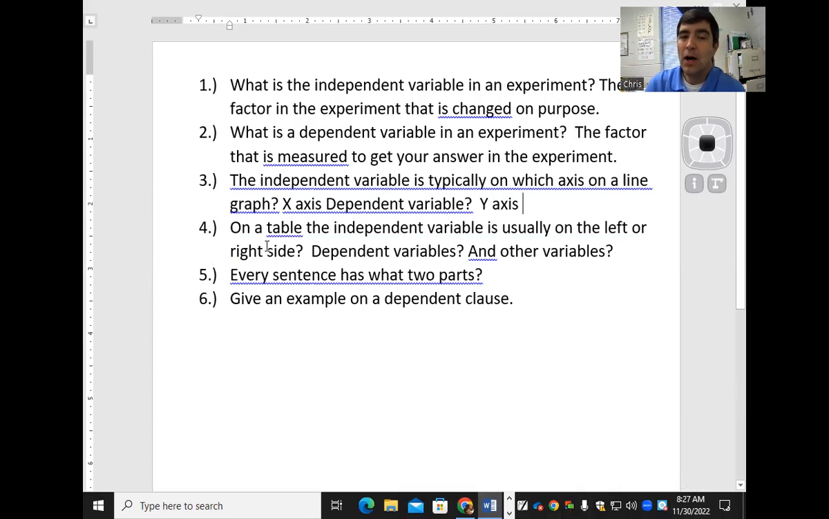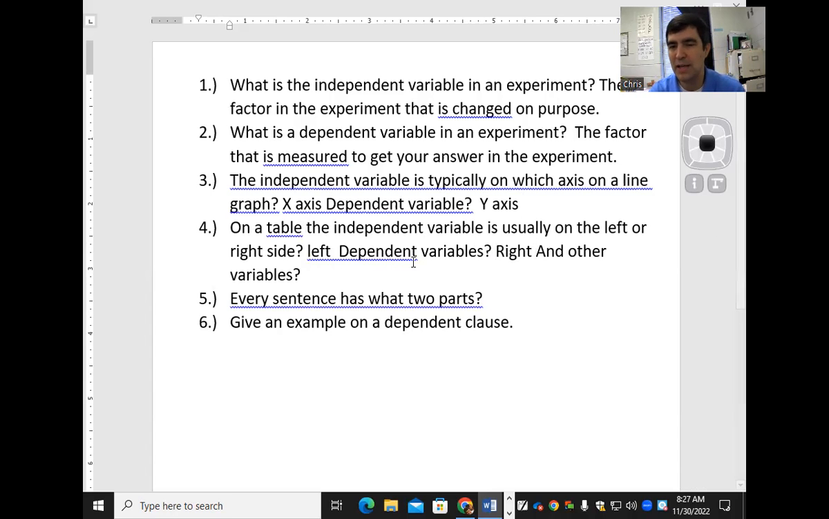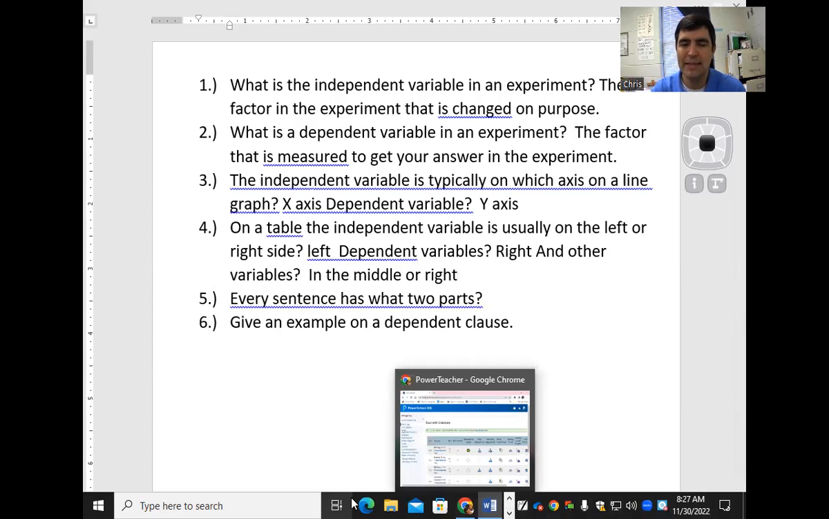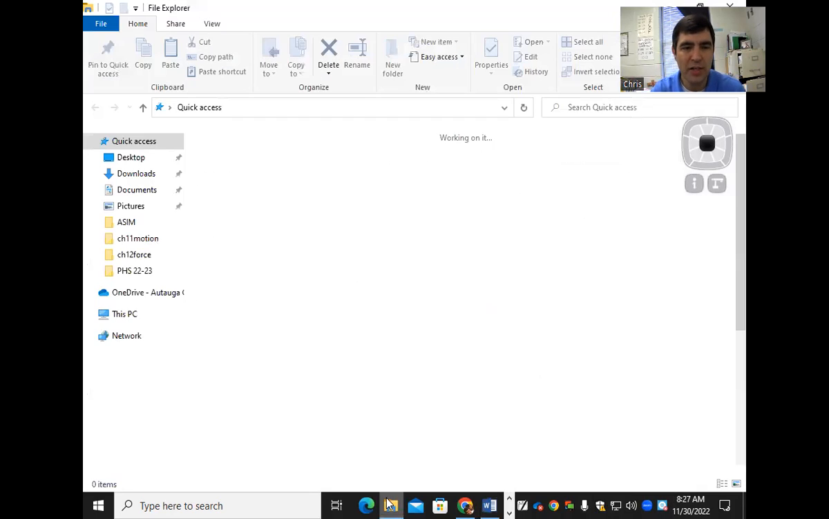All right. On a table, the independent variable is usually on the left or the right side? What you're changing on purpose, is that usually on the left side or the right side? It is the left side. It's typically on the left side. And the dependent variable is on the right side. And the other variables, like the constants, are going to be in the middle or on the right, if it's a table. And by the way, you say, well, what do you mean by a table versus a graph? I just want to make sure we're clear on that.